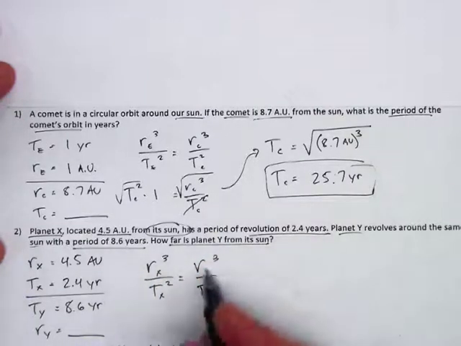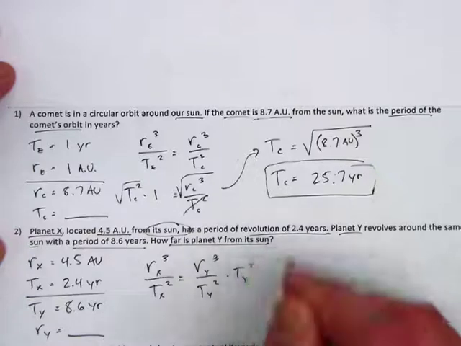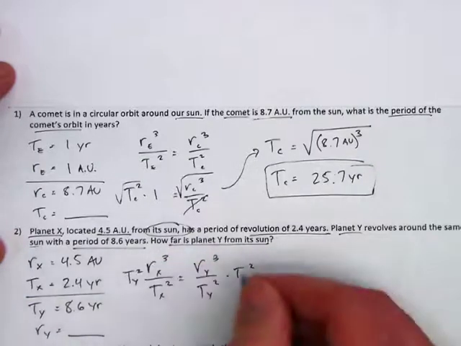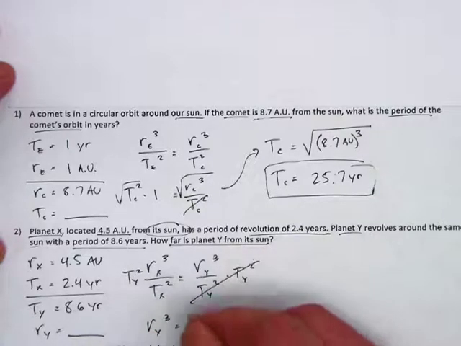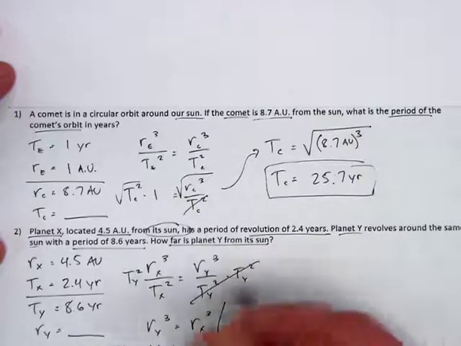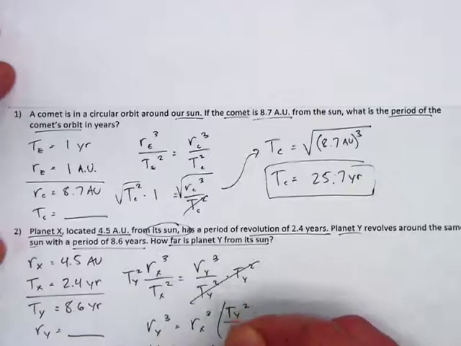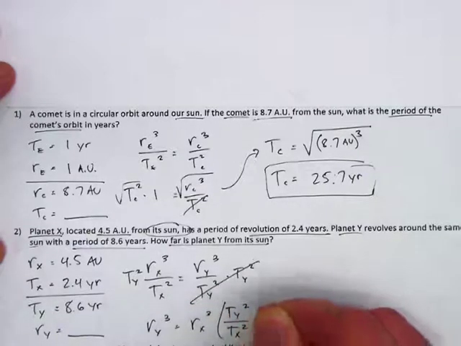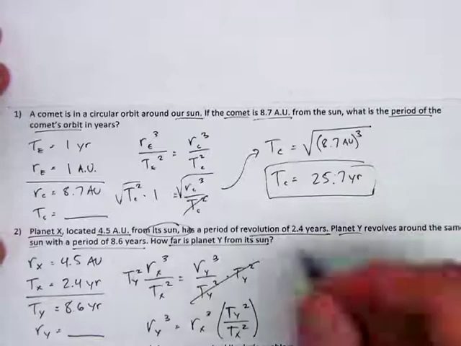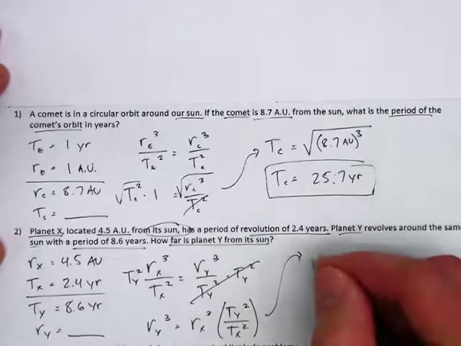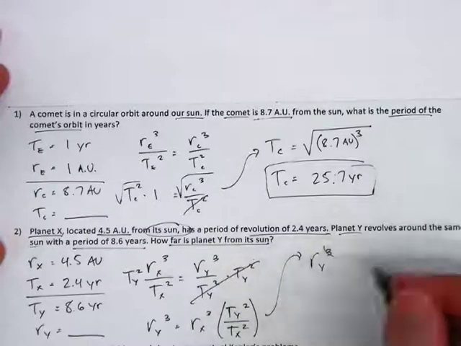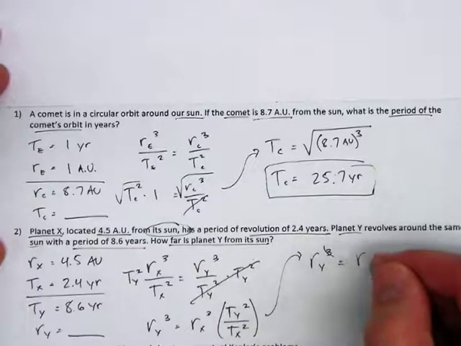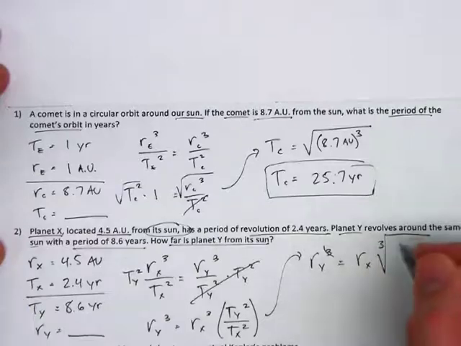Since we're solving for Ry, I'm going to multiply by Ty squared. And so we get Ry cubed is equal to Rx cubed times the ratio of Ty squared to Tx squared. That's one way you can write it. I guess if we want to cube root it now, we get Ry is equal to Rx times the cube root of Ty squared over Tx squared.